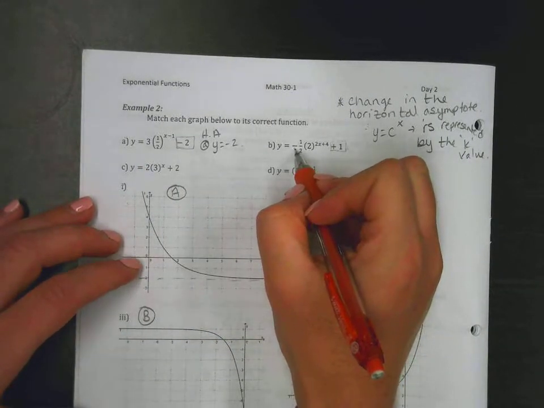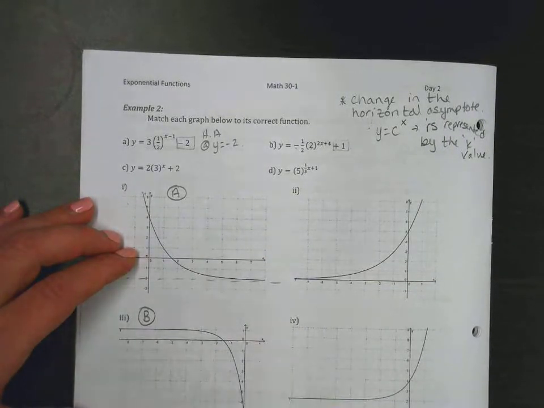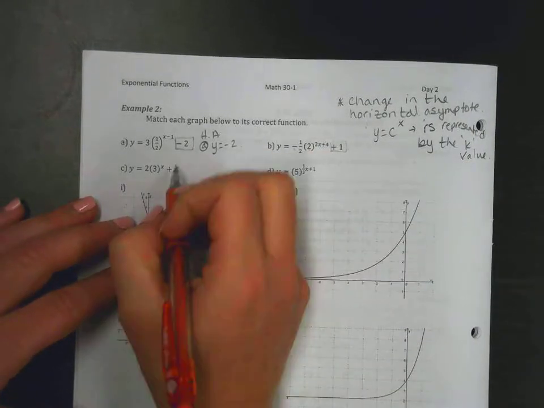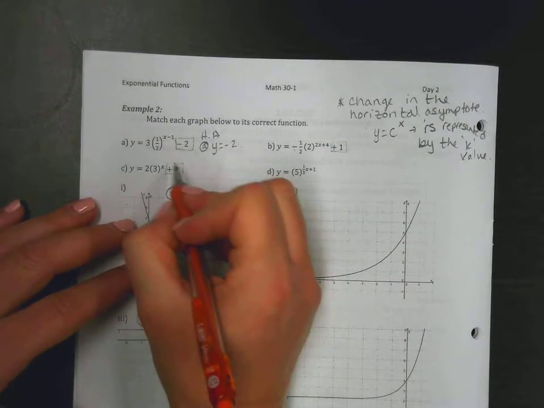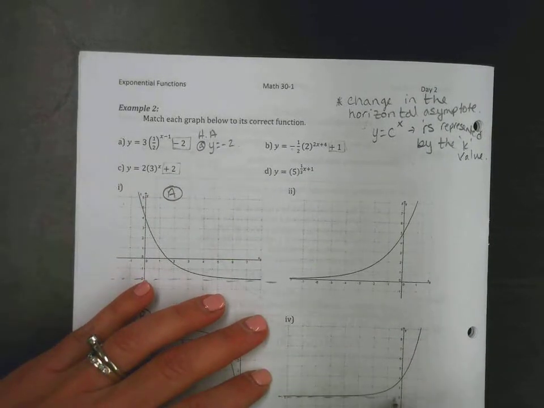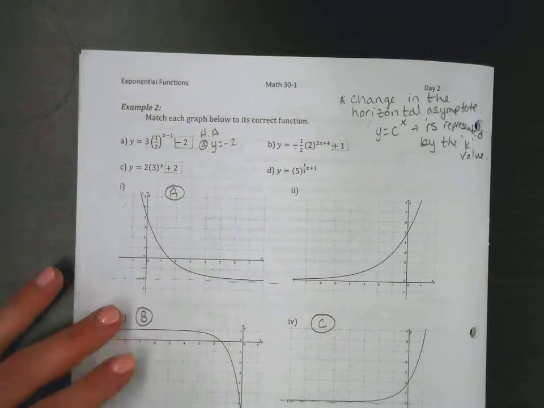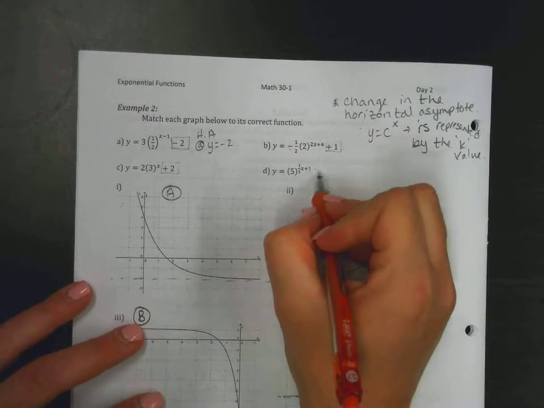Question C has a horizontal asymptote at y = 2, which is here, so this would be a match to C. And then here, there is no k value at all, so my horizontal asymptote should be the x-axis, which it is. So this should be D.